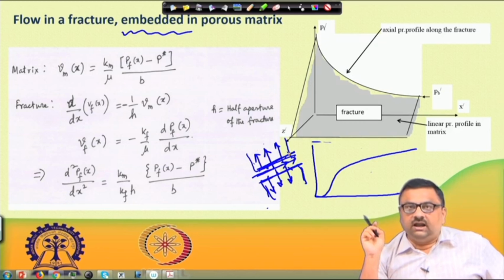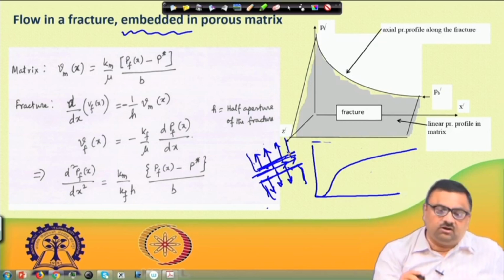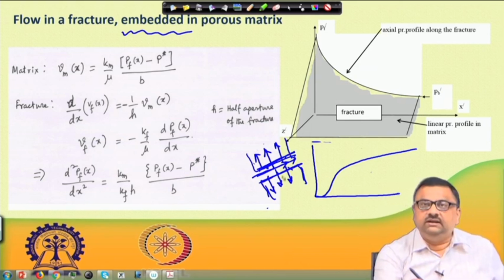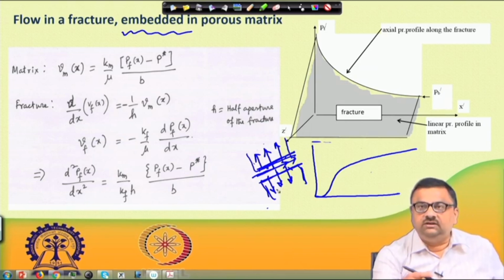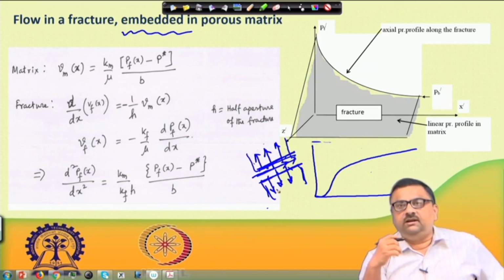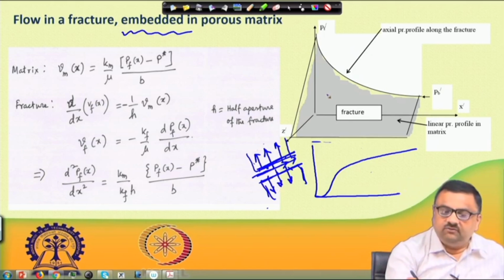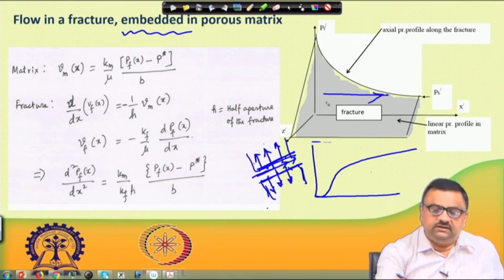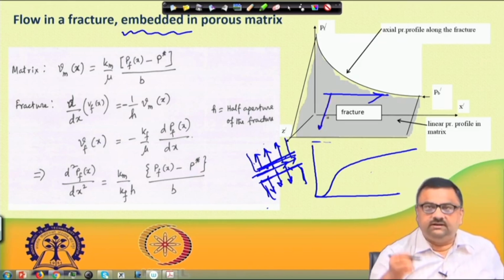So, that is why I have put this plot here. This shows these two linear flows that are mutually perpendicular to each other. One flow is along the fracture and the other flow is from the fracture into the matrix.